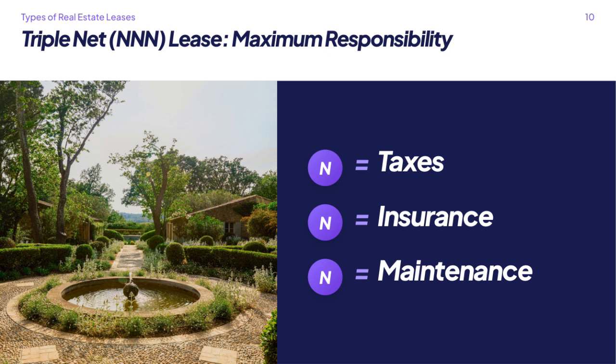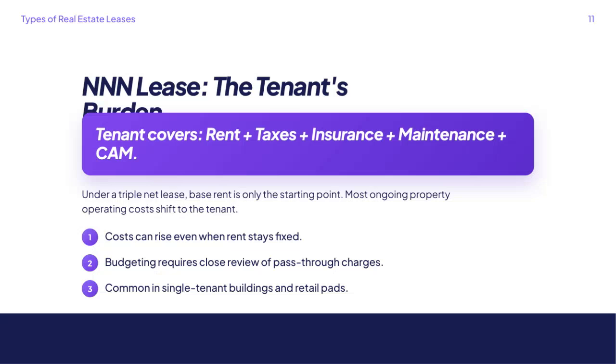This setup is commonly used in commercial real estate, where landlords want to pass on many ongoing expenses to the tenant. Understanding this is crucial because it directly affects the financial obligations and risks for the tenant. Under a triple net lease, often called an NNN lease, the tenant takes on more financial responsibility beyond just the base rent. This means the tenant is not only paying rent, but also covering additional expenses such as property taxes, insurance, maintenance, and common area maintenance fees, or CAM charges.